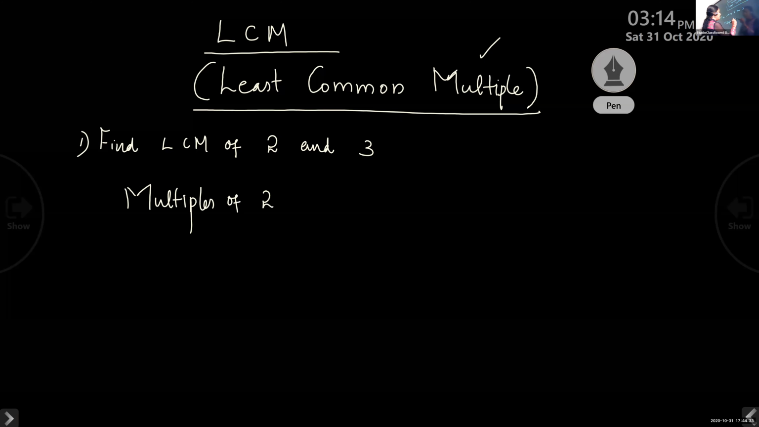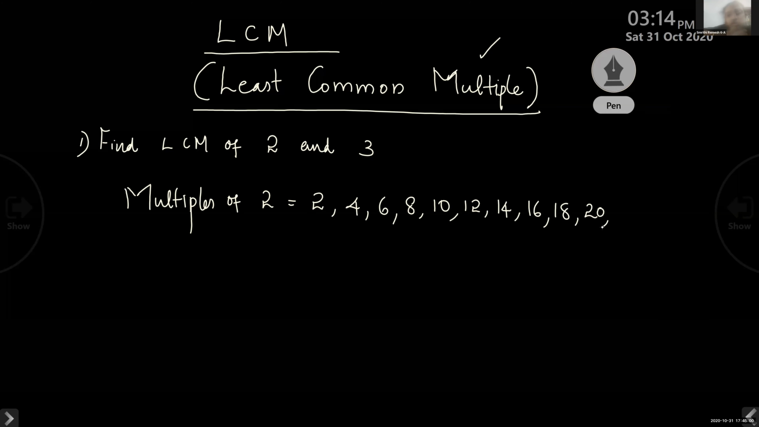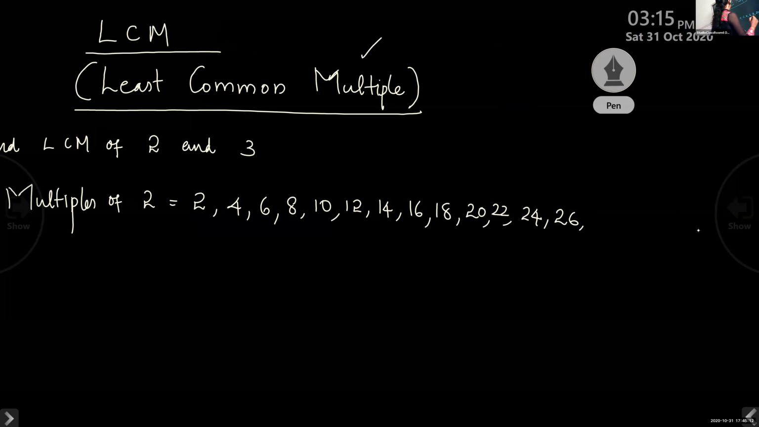Look at the board, children. Multiples of 2 are 2, 4, 6, 8, 10, 12, 14, 16, 18, 20, 22, 24, 26, 28, 30, 32, 34. Very good, you know everything.